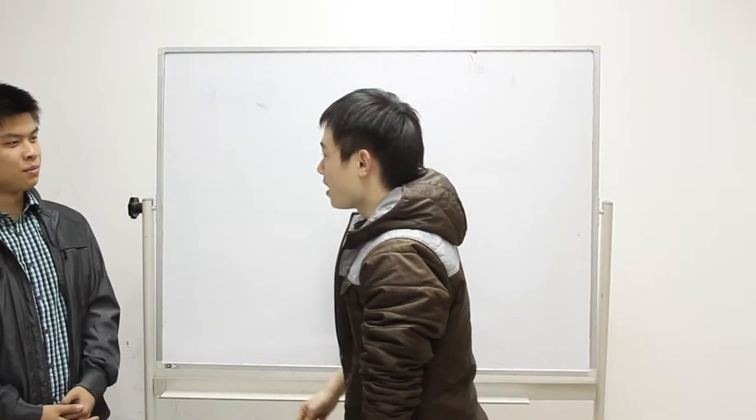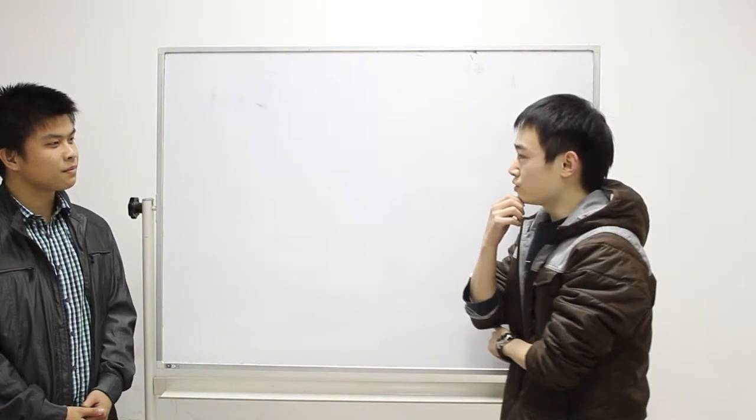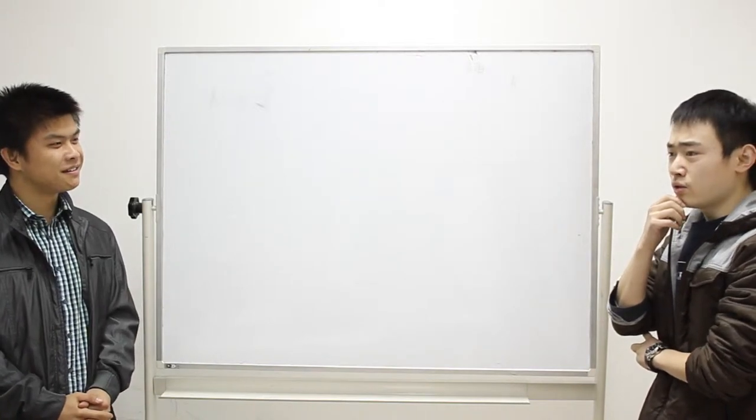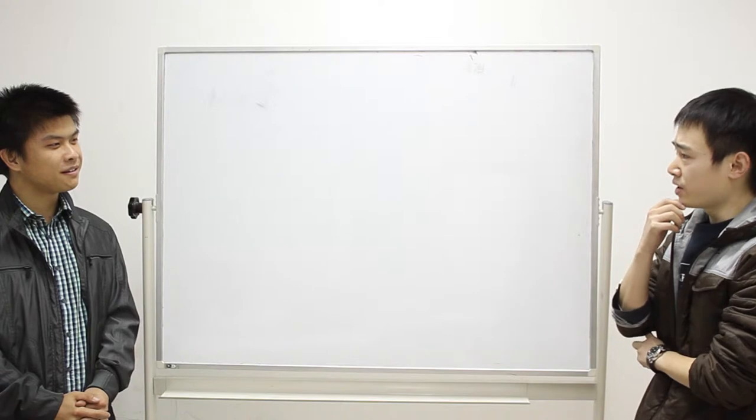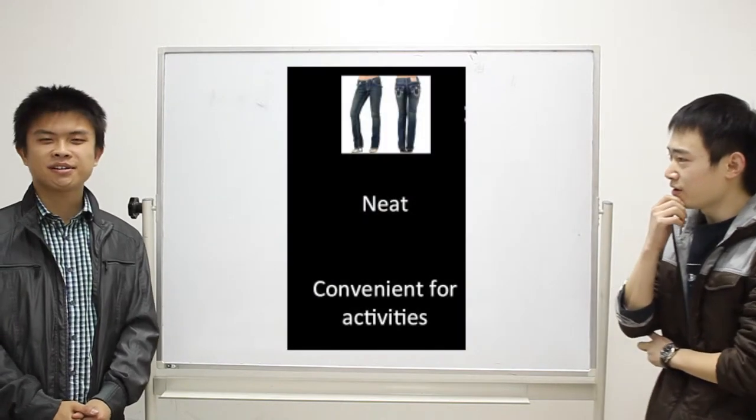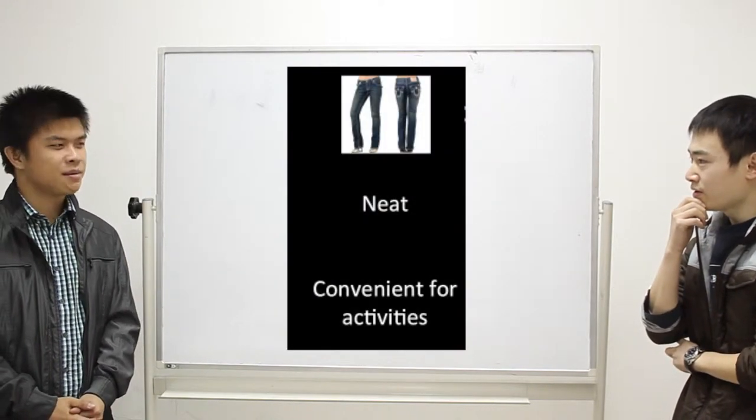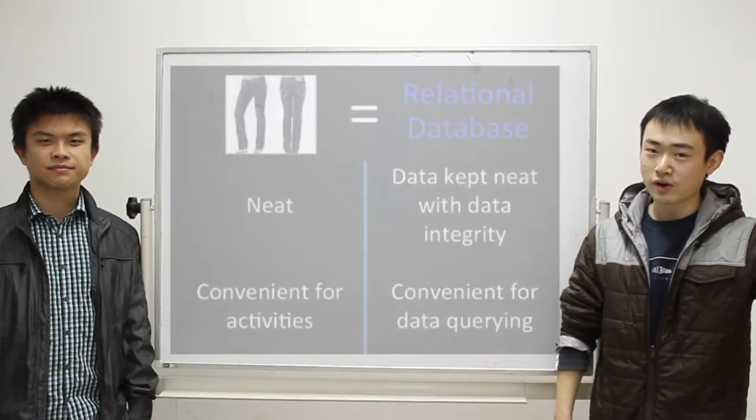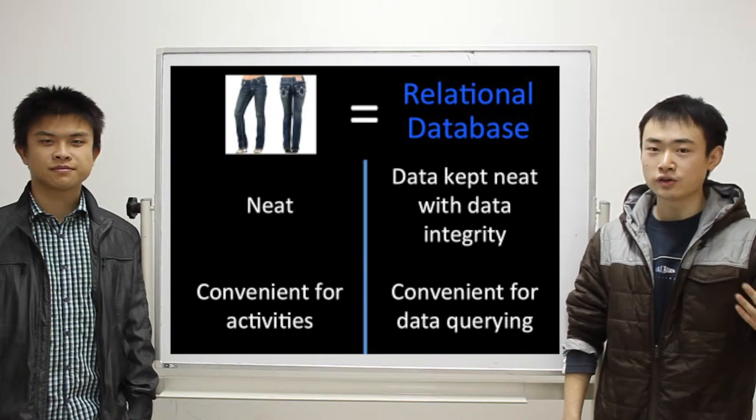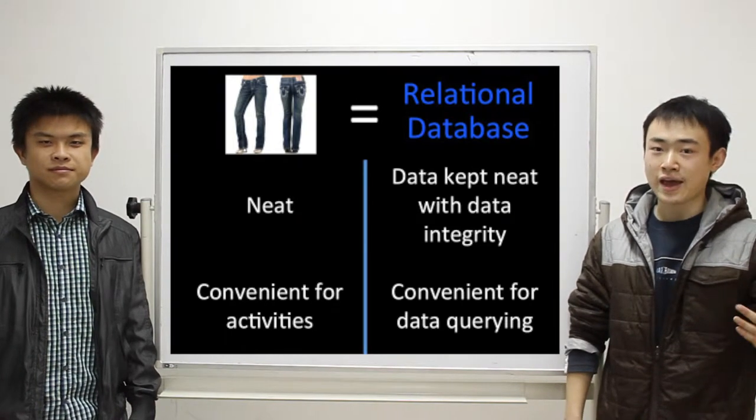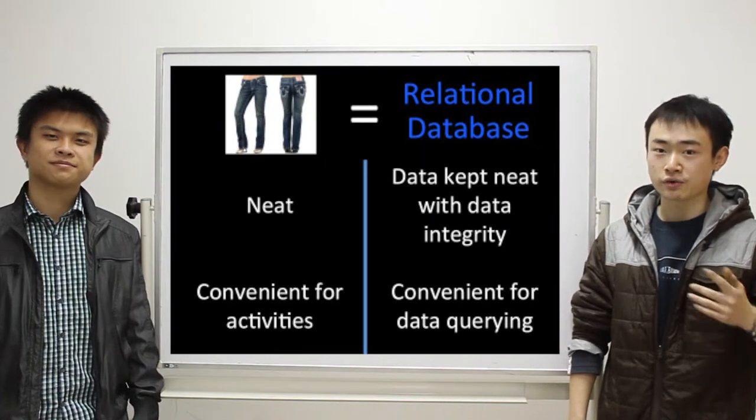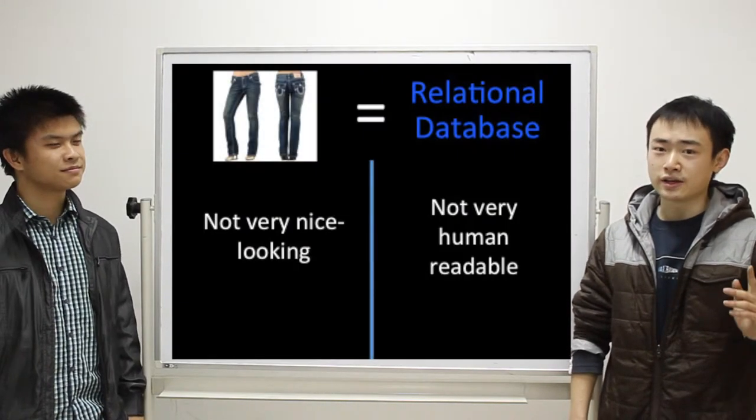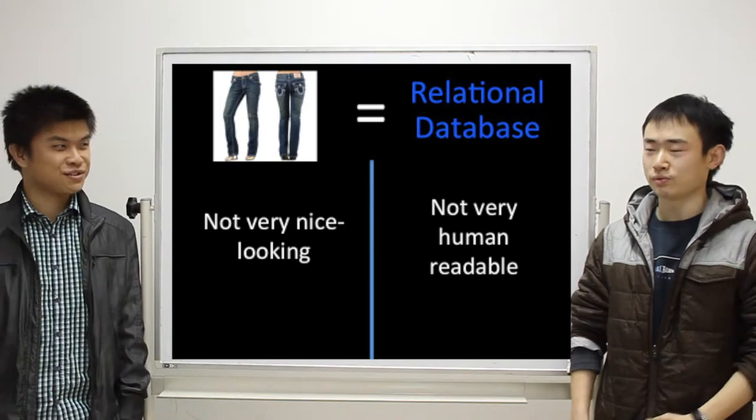Hey, Professor. I was just thinking that the way girls dress is very important. This is very important indeed. Yes, so do you think I should date girls who wear jeans? Well, jeans are neat and very convenient for activities, but I don't think they are suitable for dates. Yeah, it's like a relational model. It keeps data neat and orderly with data integrity rules, and it's very convenient for data querying. But the data structure isn't very nice to look at. It's not human readable. That's true.